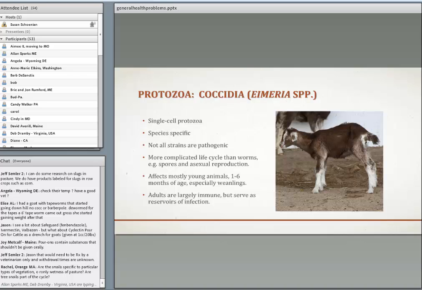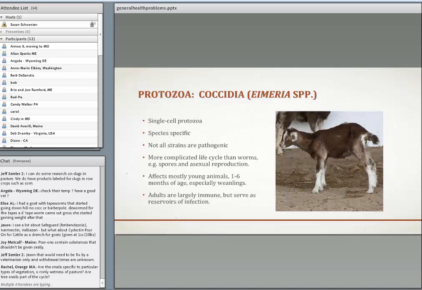The most important thing to understand about coccidia is that it is species-specific. You know, you spread poultry manure on your pasture, it's not going to be problematic from a coccidia standpoint. Even sheep and goats are affected by different strains of coccidia. Also, not all coccidia are pathogenic, which is what makes fecal sampling challenging, because you don't know if the coccidia you're looking at are actually pathogenic.